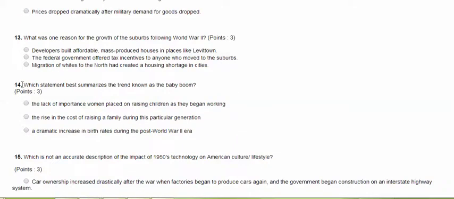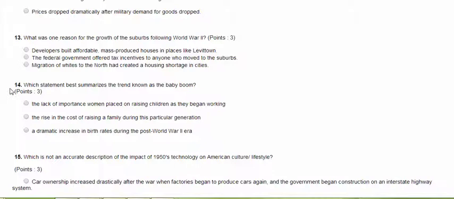Number 13, what was one reason for the growth of the suburbs following World War II? Developers built affordable mass-produced houses in places like Levittown. The federal government offered tax incentives to anyone who moved to the suburbs. Or migration of whites to the north had created a housing shortage in the cities.